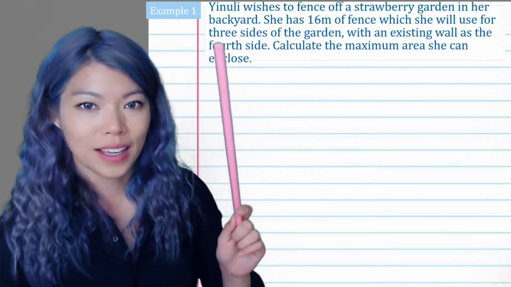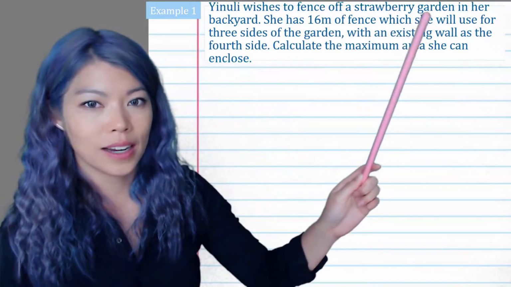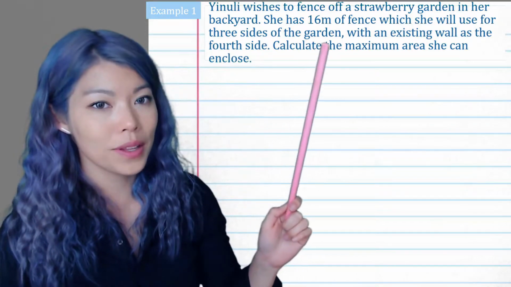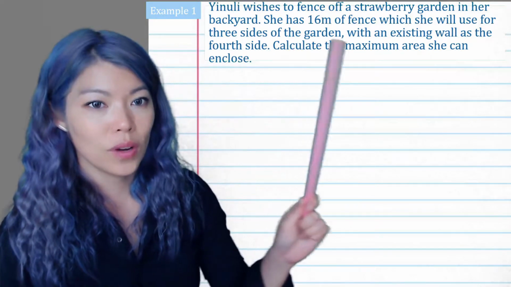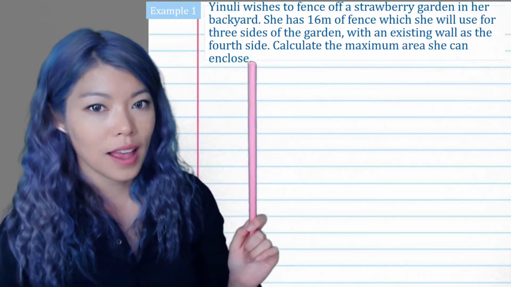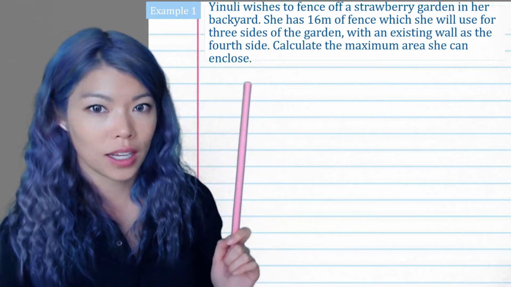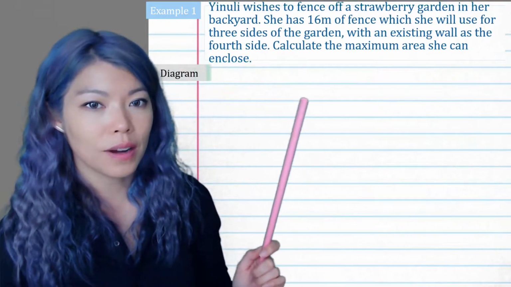Example 1. Yunuli wishes to fence off a strawberry garden in her backyard. She has 16 meters of fence which she will use for 3 sides of the garden, with an existing wall as a 4th side. Calculate the maximum area she can enclose. So let's draw a diagram first.